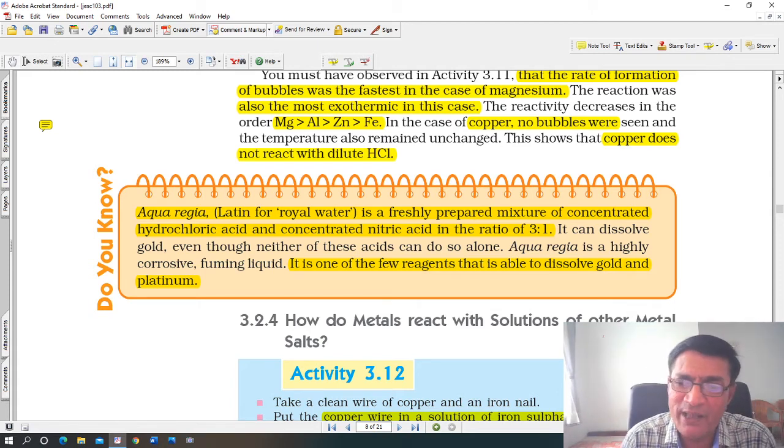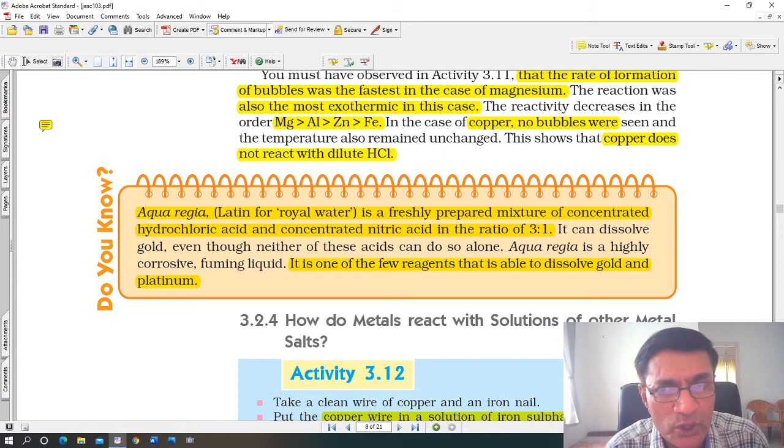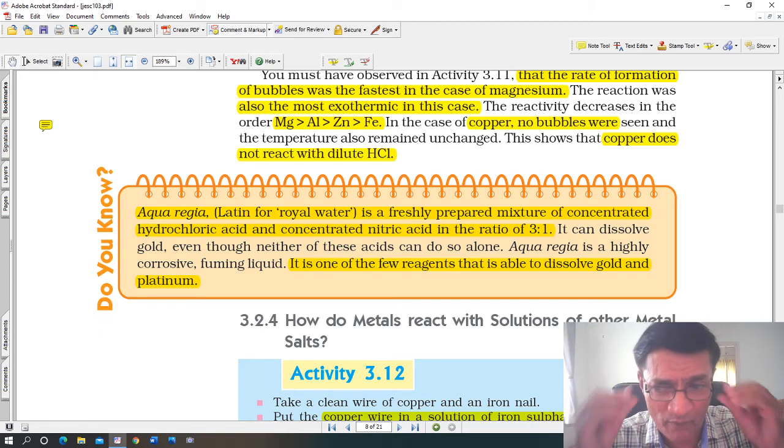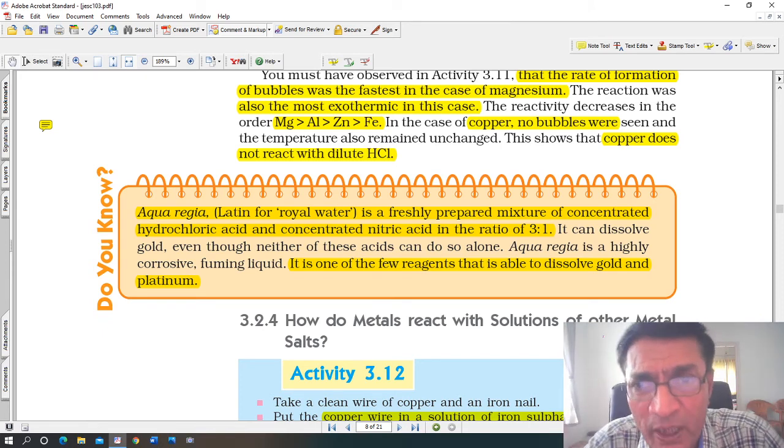How do metals react with solutions of other metals? We'll do this tomorrow. We'll carry on with this chapter slowly. Chemistry, remember, a little effort is required. Okay, effort के साथ थोड़ी memory work भी बहुत ज़्यादा होता है. I've explained that to you before also. All right. Enough for today.